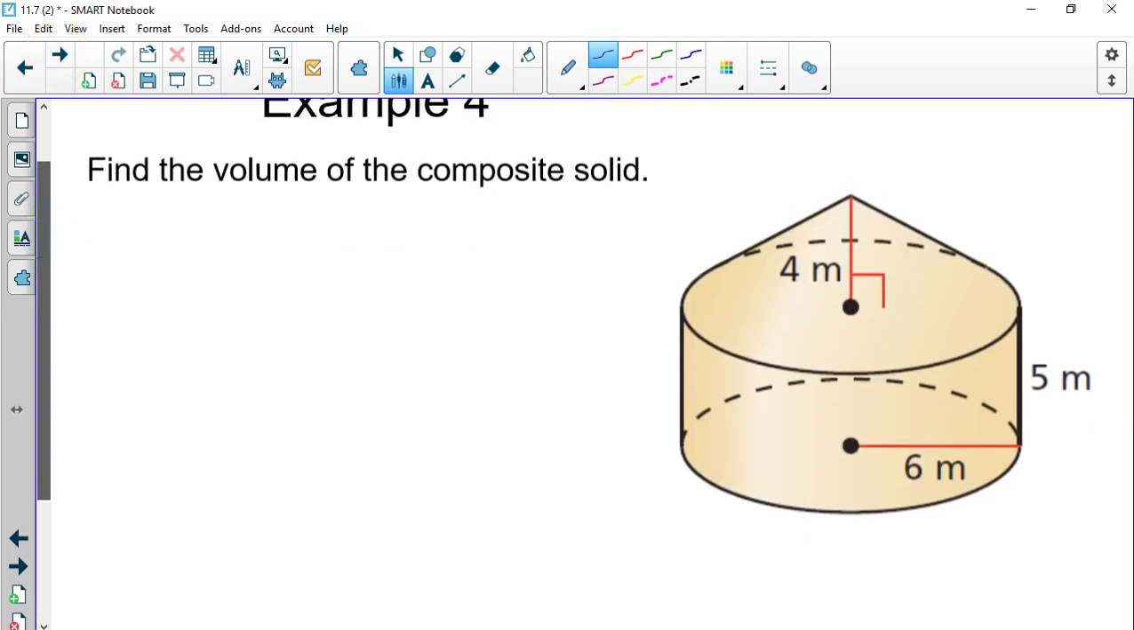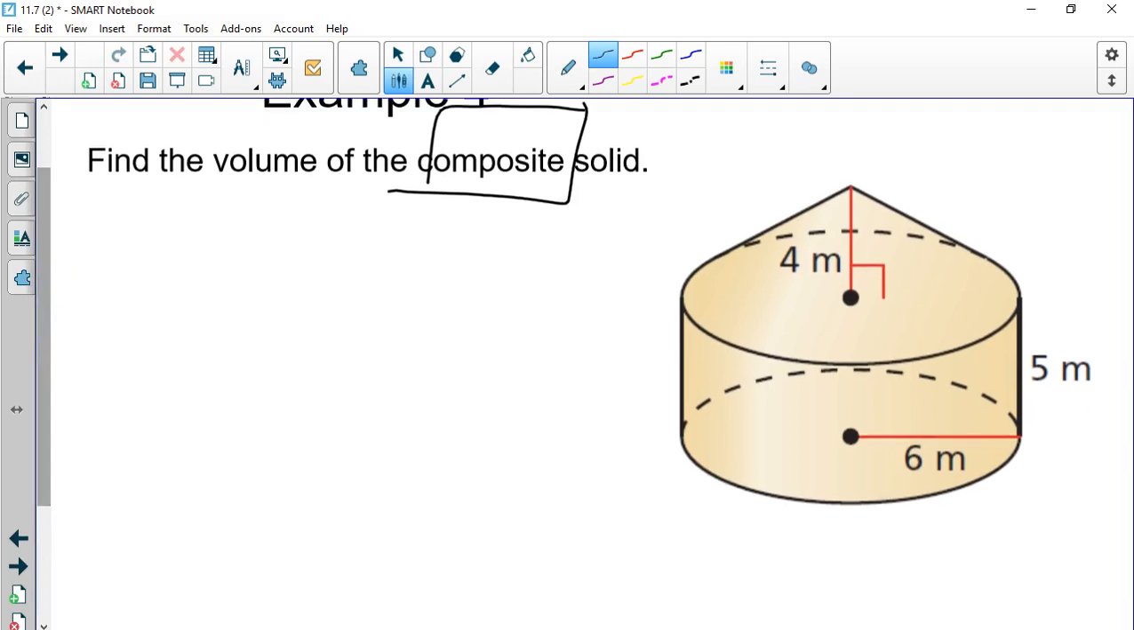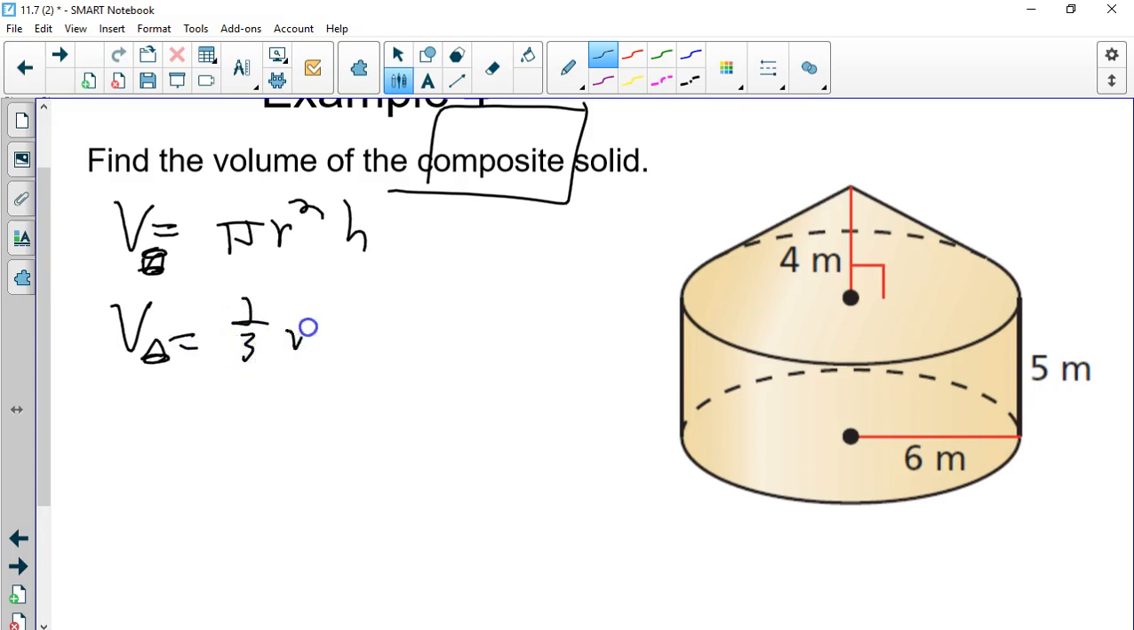Now, composite, remember that just means putting two things together. So first on the bottom, I have a cylinder. And on top I have a cone. So I'm just going to put the two together. That's all I'm doing. So remember, the volume of the cylinder, and I like to put little shapes here to remind myself, is pi r squared h. Okay? And the volume of the cone, and you can write the words if you want, is 1/3 pi r squared h. All right? And then I'm just going to combine those two.